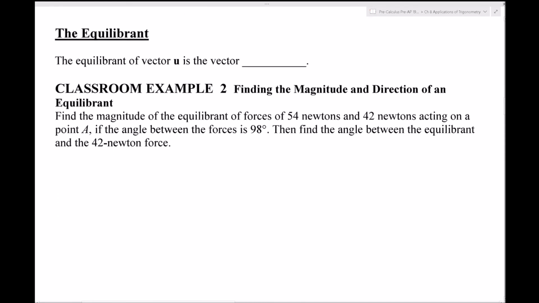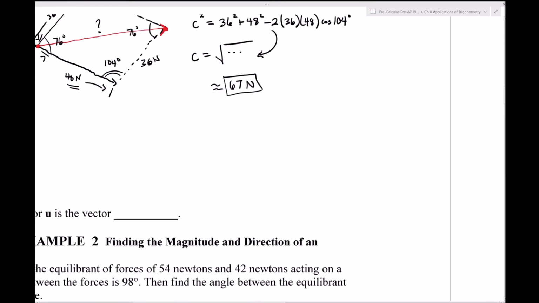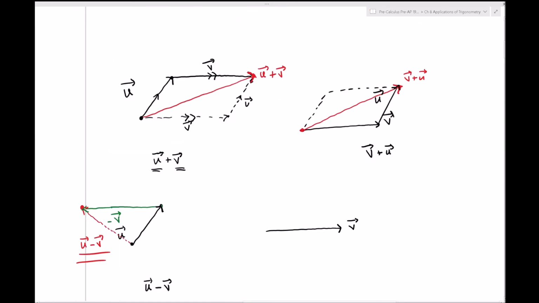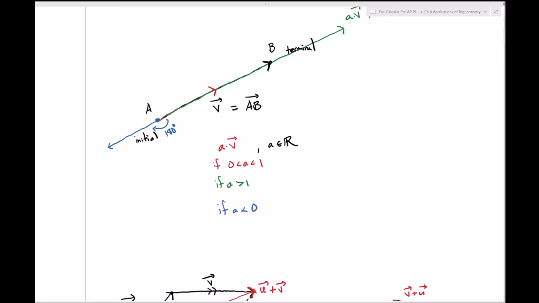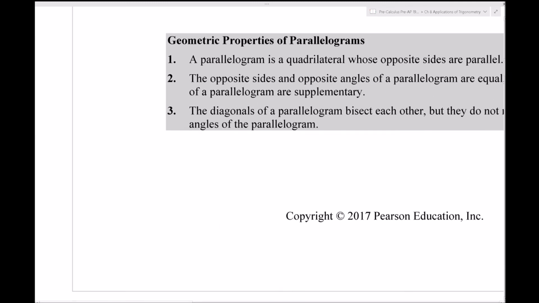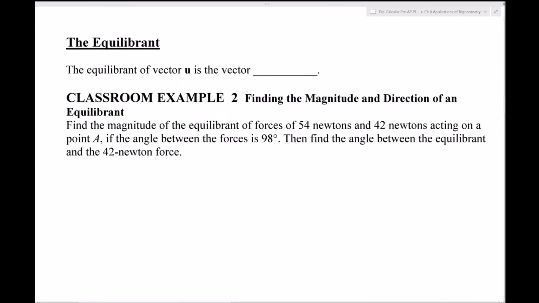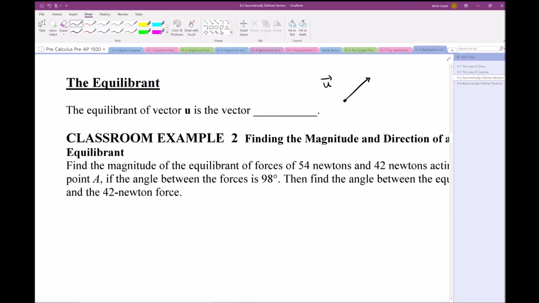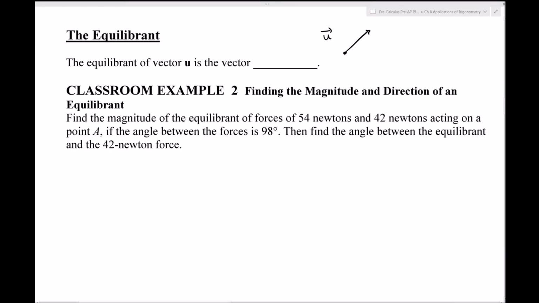Equilibriant. So the equilibriant, that's a fancy term for what I drew out here. We talked about the negative of a vector, and I cut it out. But we're talking about the equilibriant of a vector, and that's also known as the negative of a vector. So if you have some vector u, let's say it looks like this, the equilibriant of a vector is the vector that when added to the vector, you get the 0 vector.